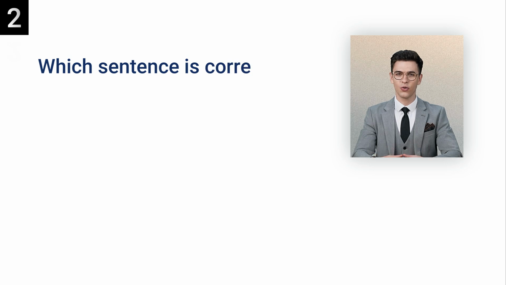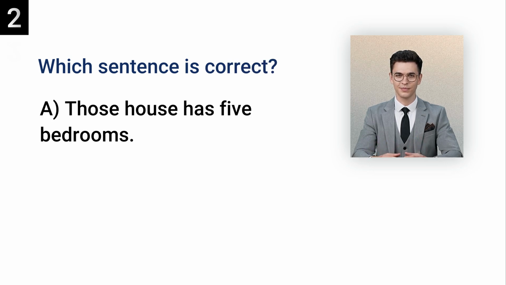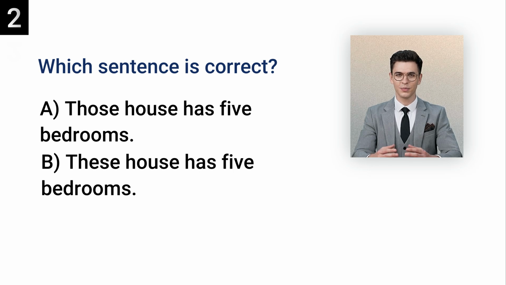Question 2. Which sentence is correct? Those house has 5 bedrooms. These house has 5 bedrooms. This house has 5 bedrooms.